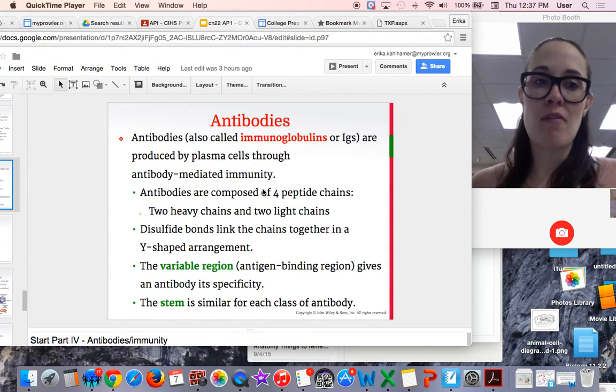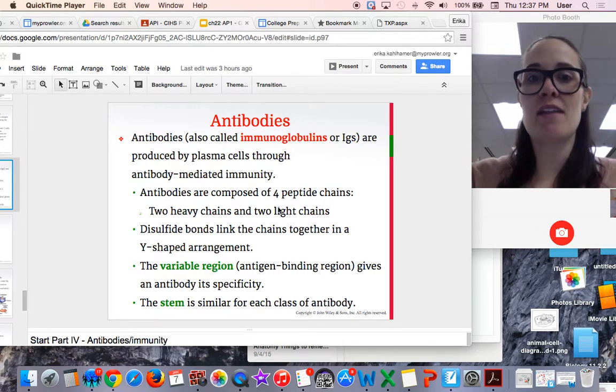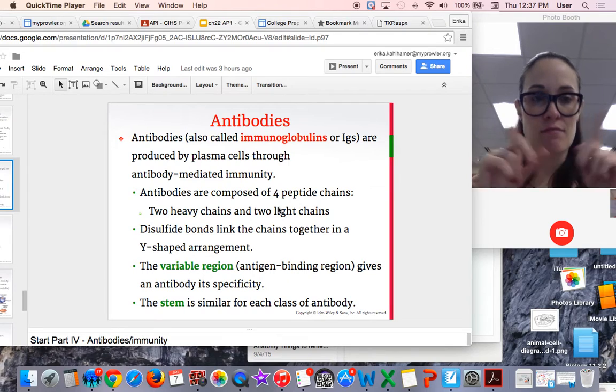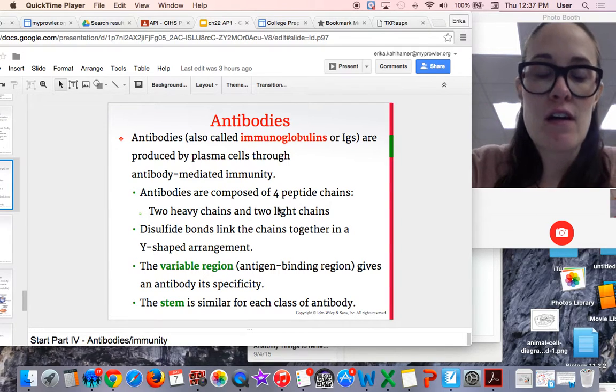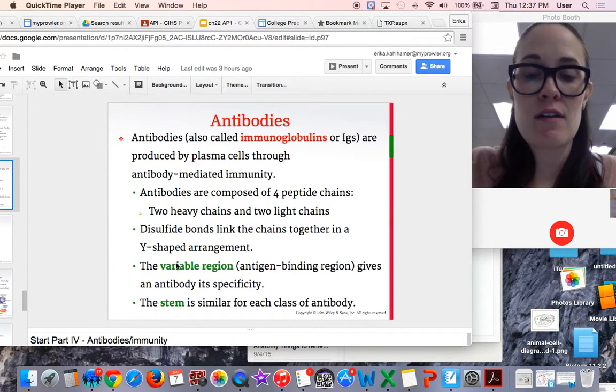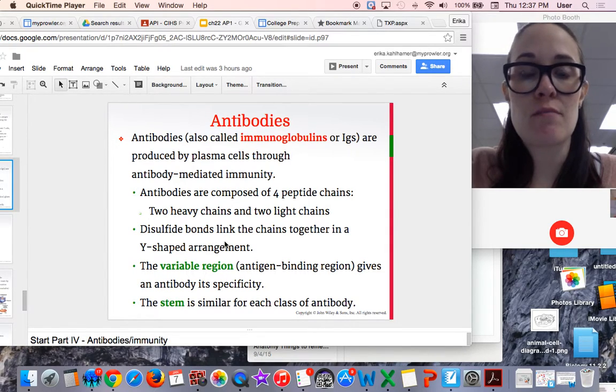A little bit about the anatomy of the antibody. I've talked about before how they're Y-shaped, okay, most of them. And they're actually composed of 4 peptide chains. There's 2 heavy chains and 2 light chains that you'll see on the next image. They're linked together via bonds called disulfide bonds, and there's the Y arrangement that I talked about.